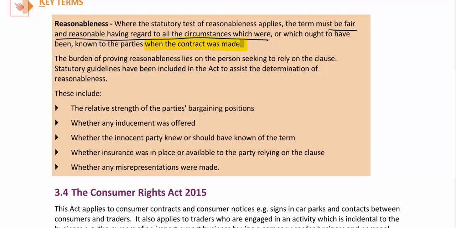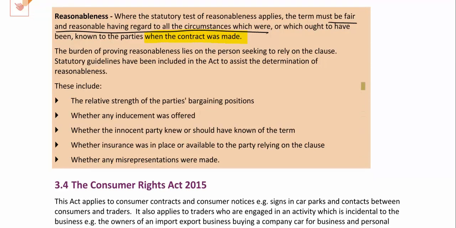Now, what sort of things do we have to think about here? Well, we look at the strength of the party's bargaining position. The courts will look more favourably on an exclusion clause if the parties had relatively equal bargaining. But if the party relying on the exclusion clause is a big, bad conglomerate with lots of negotiating power and its own legal department, and the person on the other side is maybe a little old granny, then the courts are much more likely to treat the clause as unreasonable.